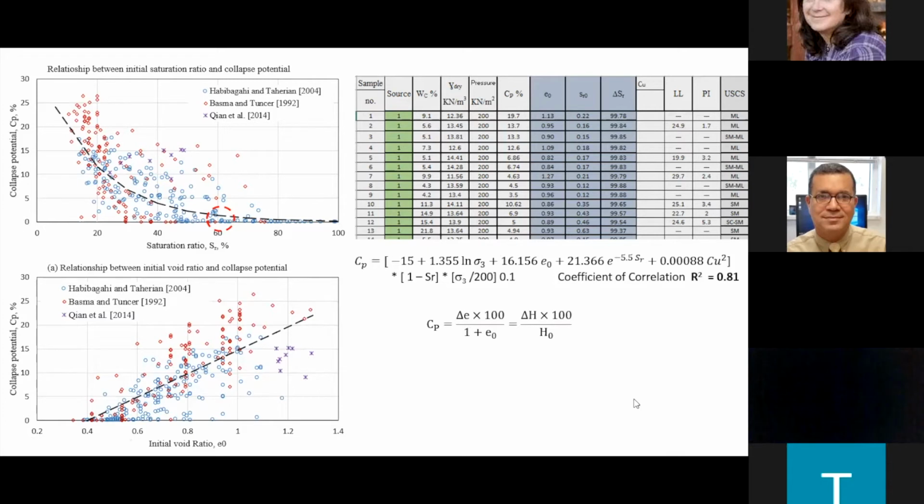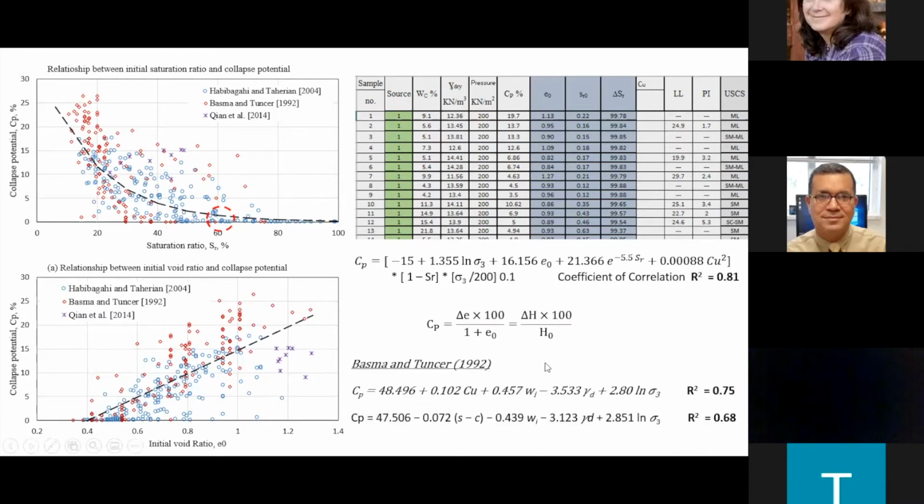Are we the first one to do something like this? Of course not, because we have other researchers who already conducted similar research like this, but using different parameters and developing different correlations. But if you take a look at the parameters, you'll find them siblings, some like cousins. For example, here they are using the water content. For example, this is Parpasma and Tensor 1992.